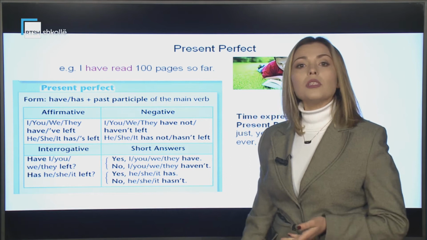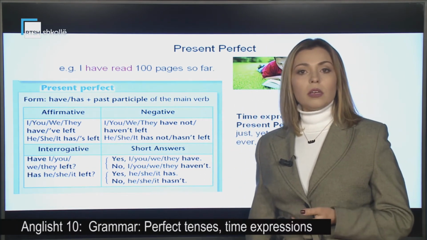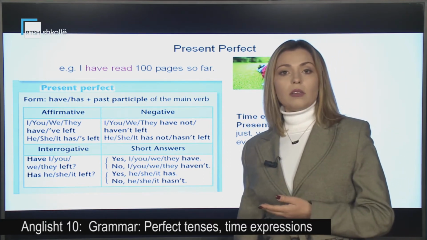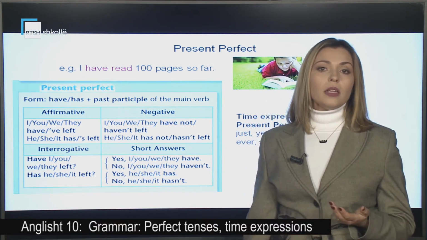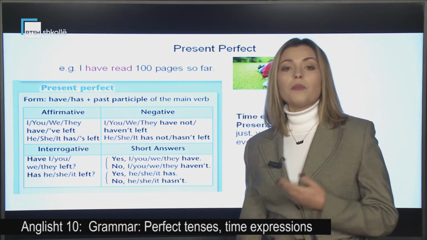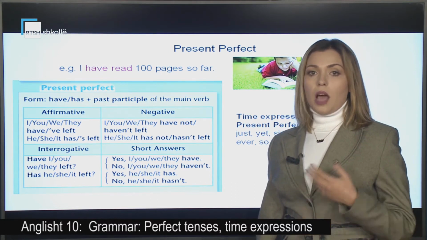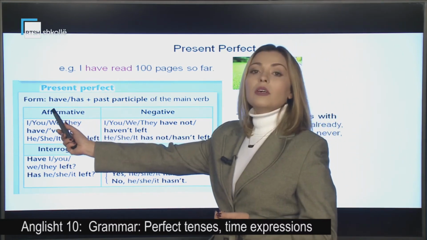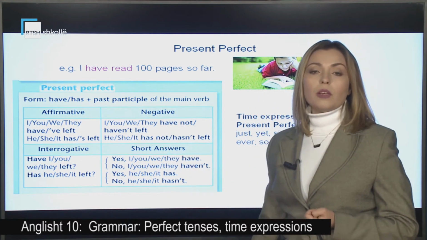What is the past participle? I want you to think simply. When we have the verb read and we've got the three columns, we say read, read, read. The third one is the past participle, or write, wrote, written. The past participle is written, the third column. So, present perfect again. How is it formed? With auxiliary verb have, I have, and the past participle of the main verb.